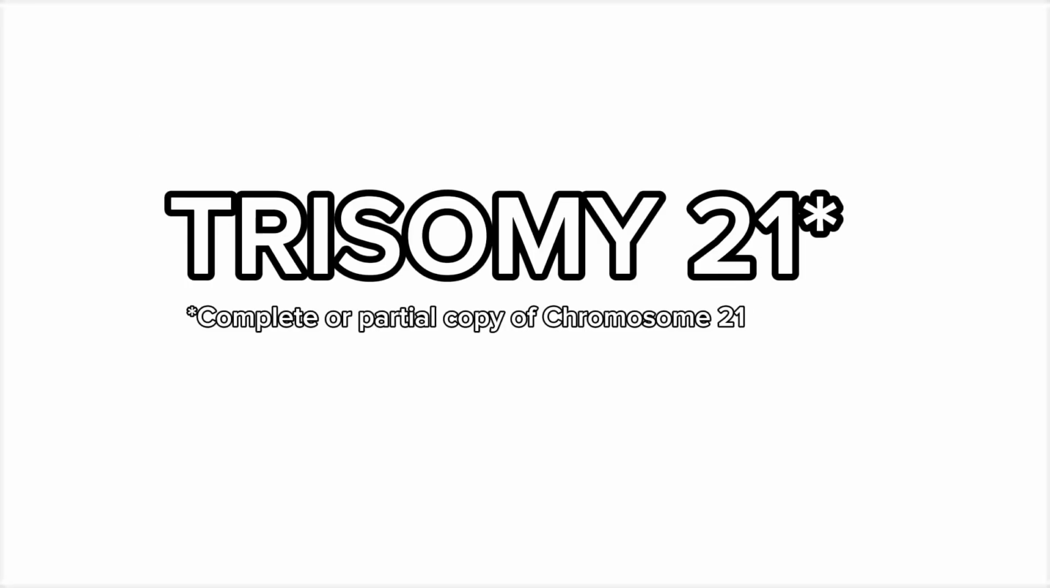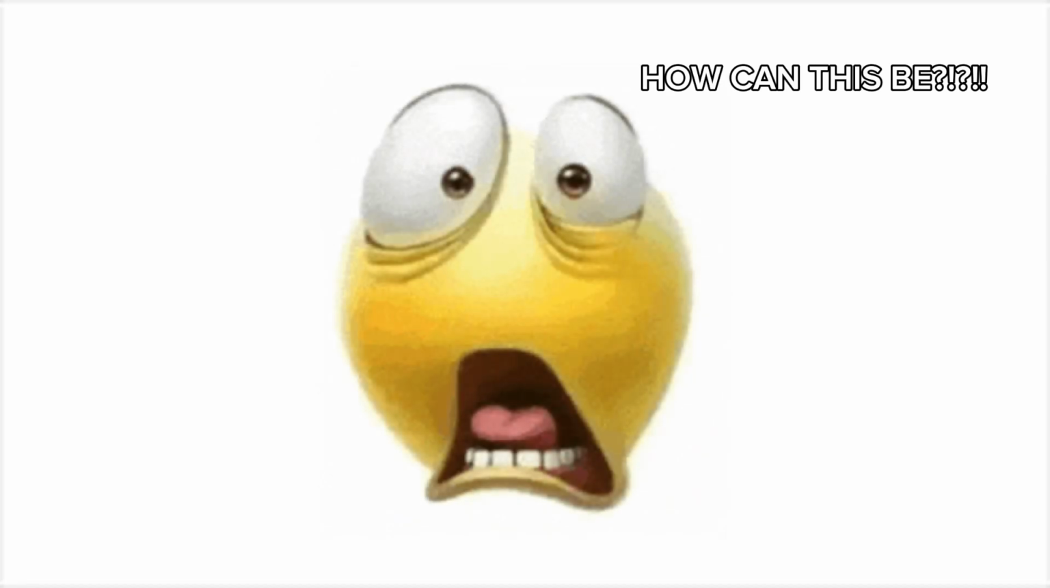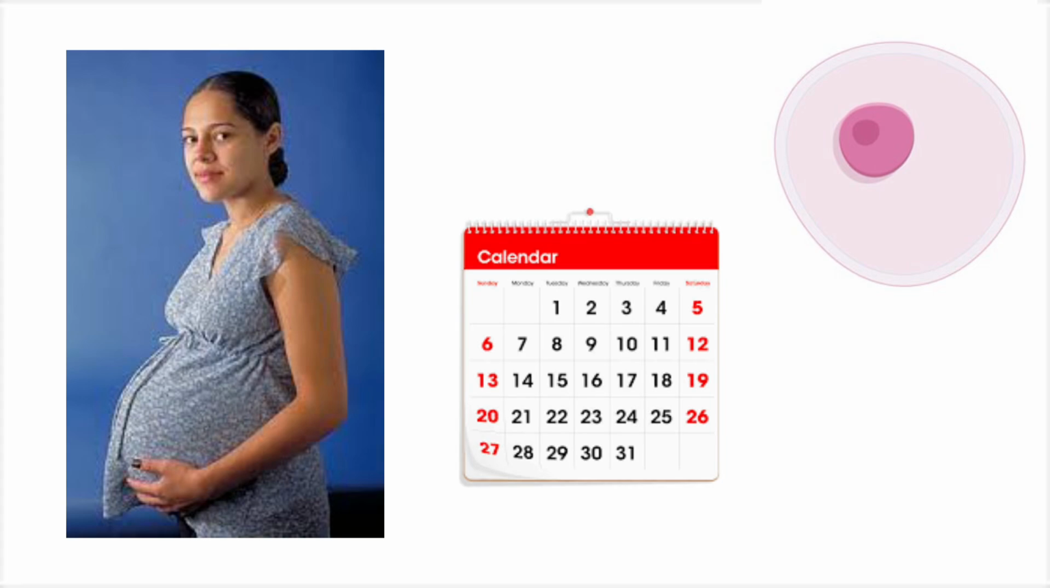Down syndrome, or trisomy 21, is when there is a complete or partial copy of chromosome 21. This can happen when one parent cell contributes an extra chromosome, but it can go down in a few ways. Before we learn how it happens, we have to first learn the process of what normal cells go through during the first trimester of a pregnancy.